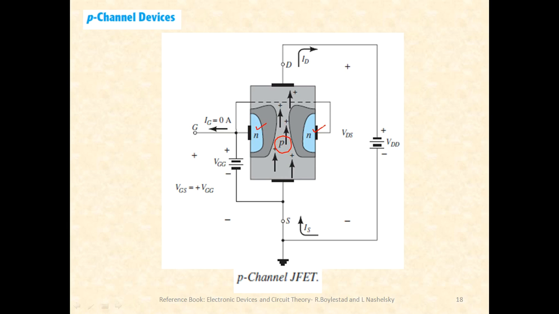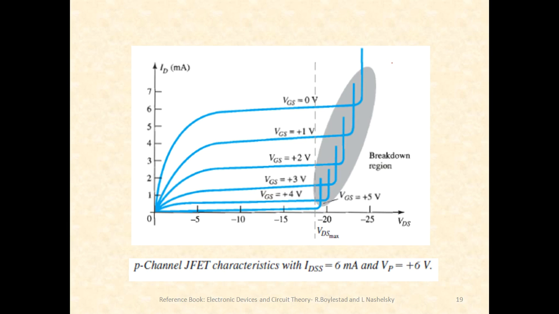Okay, further, here the current is due to holes. For an N channel it was due to electrons. Here the current is due to holes. Okay, and the polarities are also different, and the direction of the current flow is also opposite. For an N channel it was into the device, whereas for a P channel it is out of the device. As simple as that.